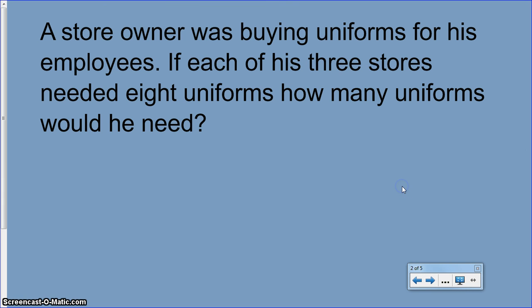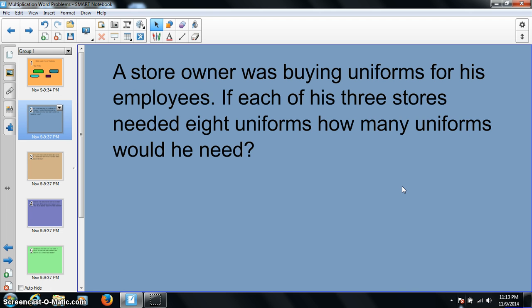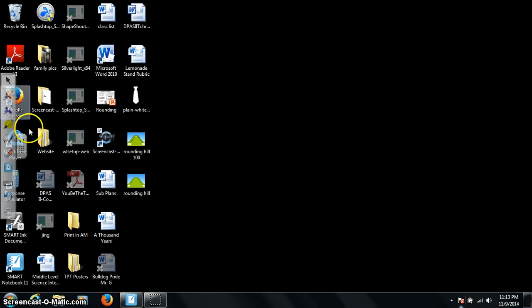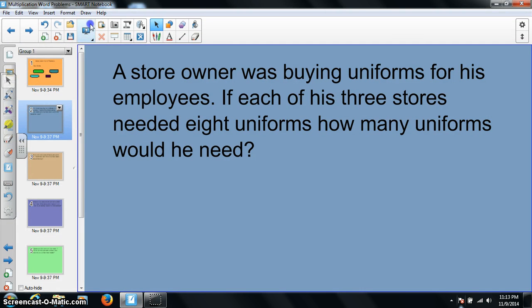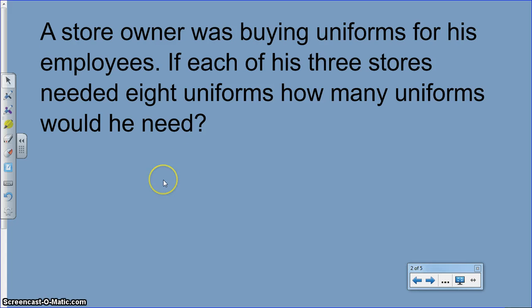So here's the first one. Let me get my writing tools up real quick. I don't know why it always does this on this computer. Let me pull it back up. But anyways, here's our first problem.